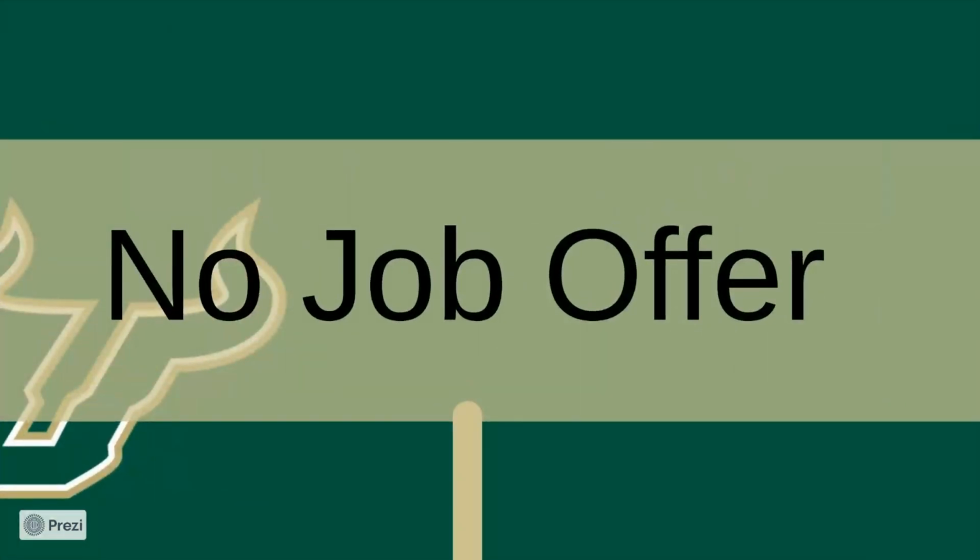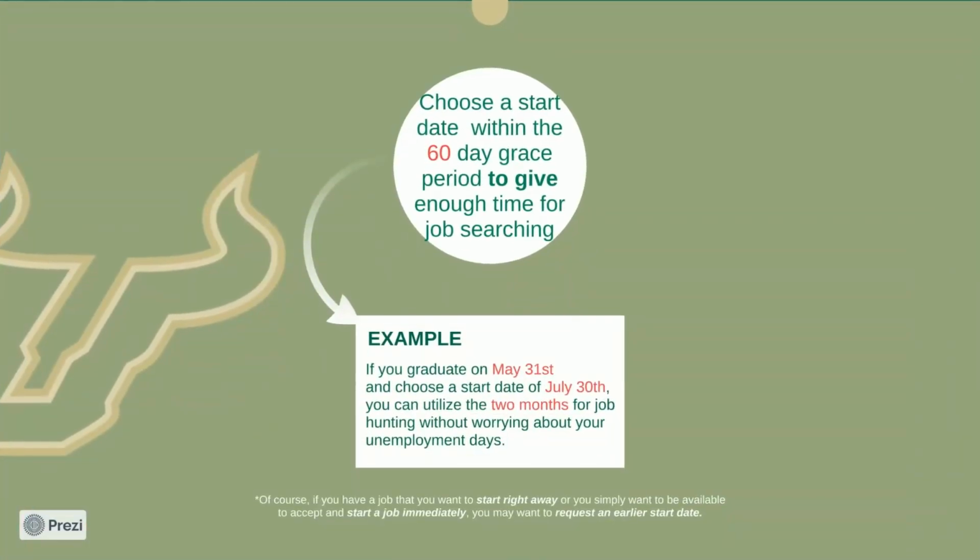If you do not have a job offer at the time of applying for OPT, you should maximize your time for job searching. You can select any date during the 60-day grace period after completing your program. By selecting a start date within this window, you allow yourself additional time to search for a position before the unemployment clock starts ticking. For instance, if you graduate on May 31st and choose a start date of July 30th, you can utilize the 2 months for job hunting without worrying about your unemployment days. Choosing a later start date can be a helpful strategy to extend your job search timeline and give yourself the best chance to secure a position.